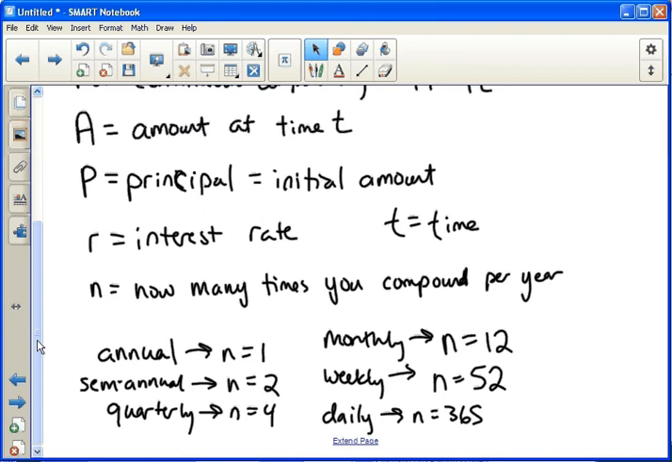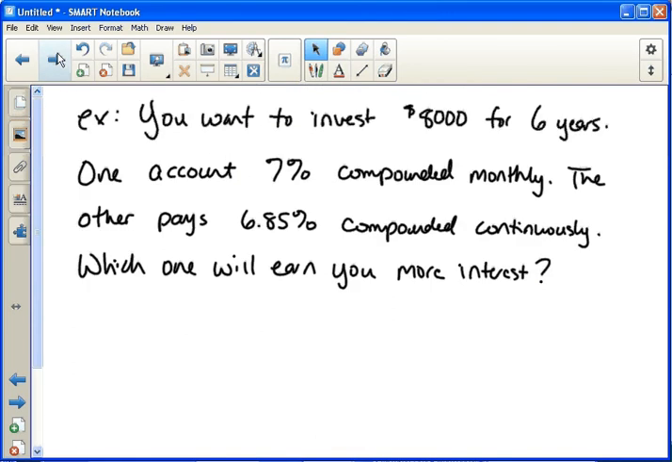So let's look at an example with interest. It says you want to invest $8,000 for 6 years. One account gives 7% compounded monthly. The other pays 6.85% compounded continuously. Which one will earn you more interest? Now you may think one way or the other already, and you may be right, you may be wrong.